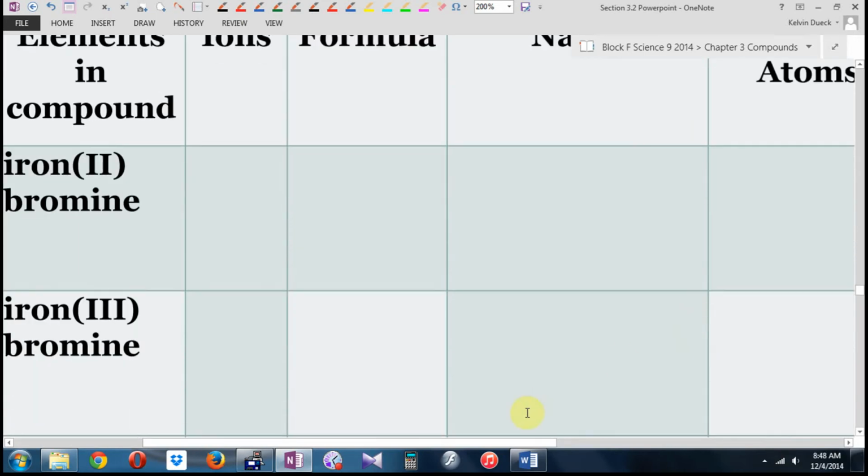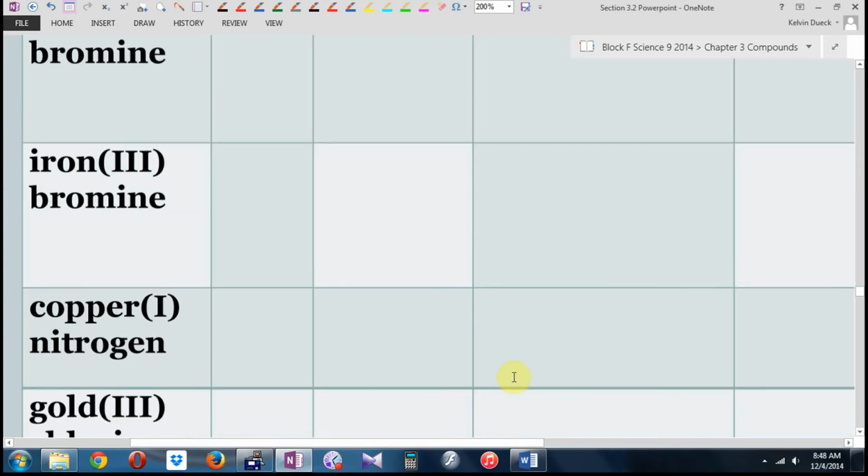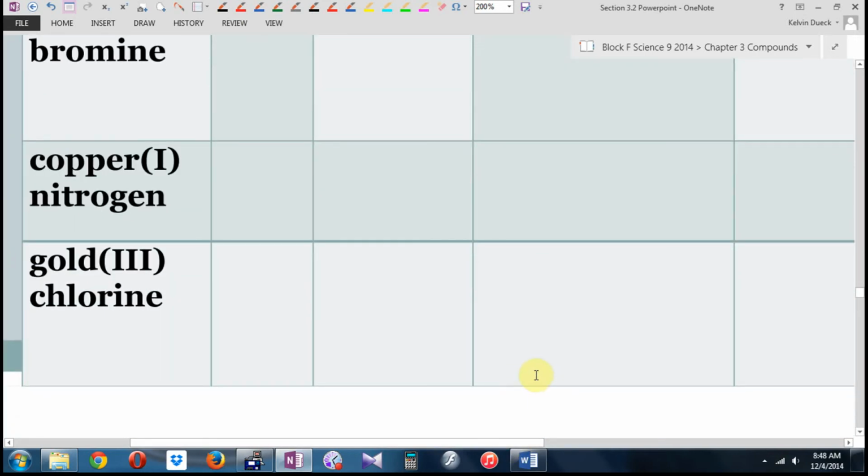So we already did iron 2 bromine and iron 3 bromine, right? Your next one is copper. Copper is multivalent. Which copper do they want me to use here? What's the symbol for copper?